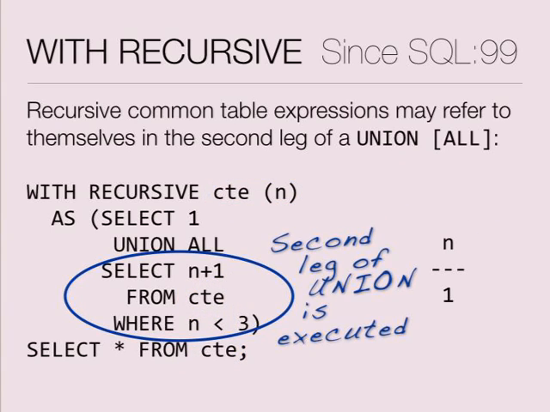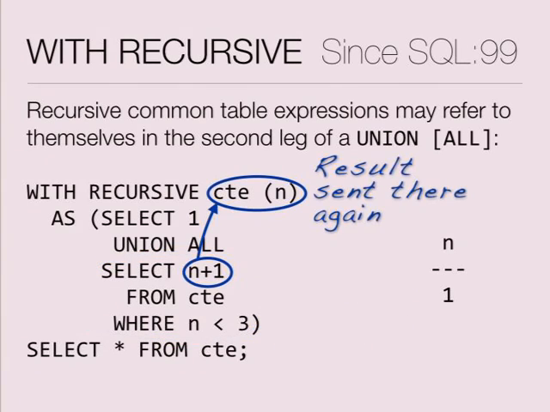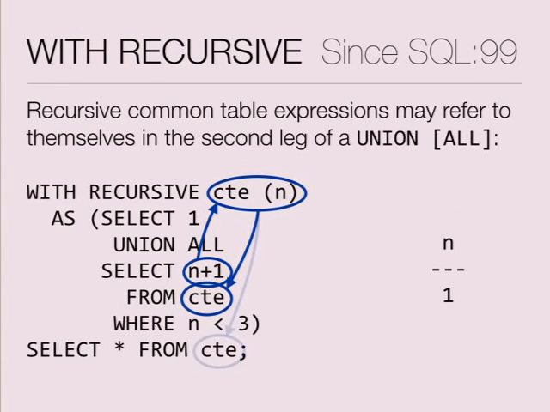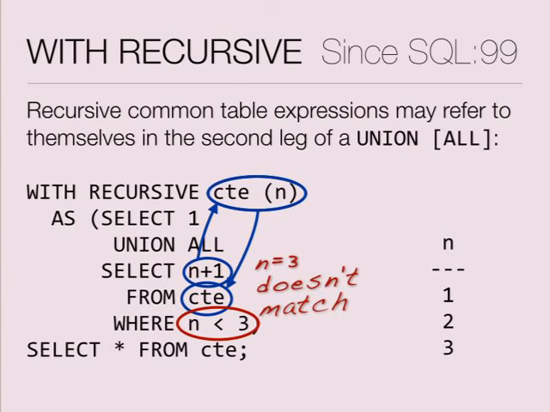So then the second leg of the union is executed. And you get that 1 in there as well. So we are comparing that for the where clause, which is fine. 1 is less than 3. Then we are incrementing it because select n plus 1, it's 2. And this one is again sent out to this common table expression, and the game repeats. And here you see something which is actually a loop. So we can now program loops in SQL. That goes on until the second leg doesn't produce any rows anymore. And in my case, that is the case when the n less than 3 is not true anymore. And then the loop terminates.